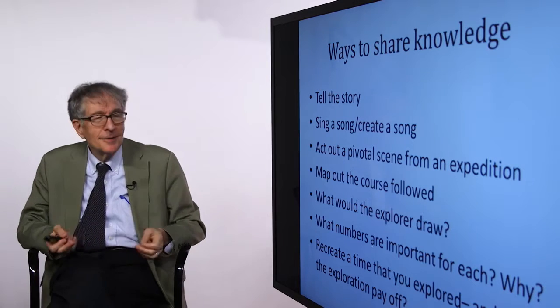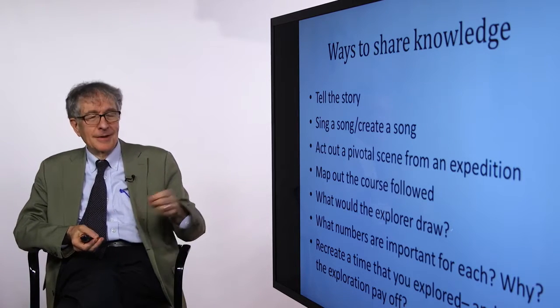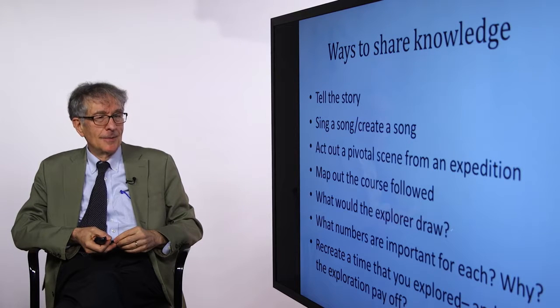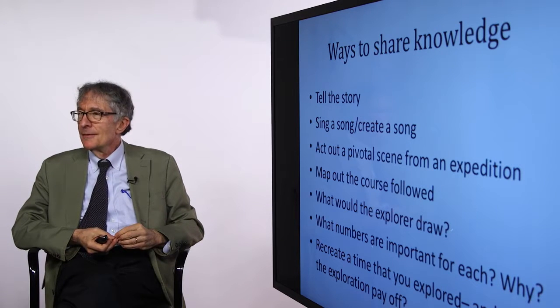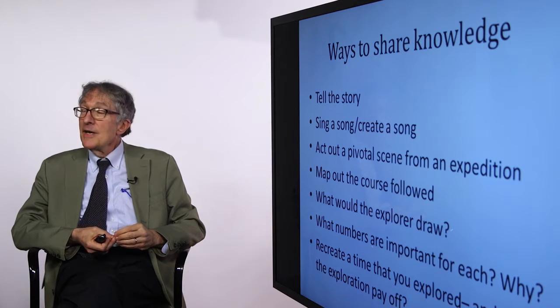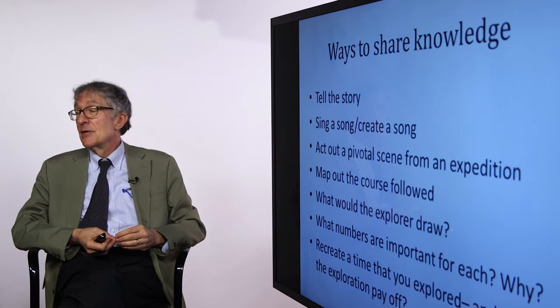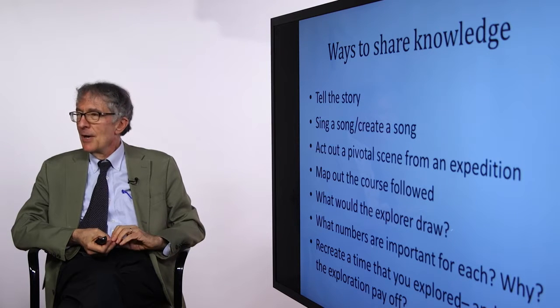Cortez meets Montezuma, map out the course followed geographically, and then say, how would the explorer have drawn? What would he or she have done? I guess they were mostly men. What numbers are important to each? That's very interesting. Could be the year, could be how old they were, could be how many soldiers they had. For Christopher Columbus, one answer is 3. Do you know why the 3? Because there were 3 ships.